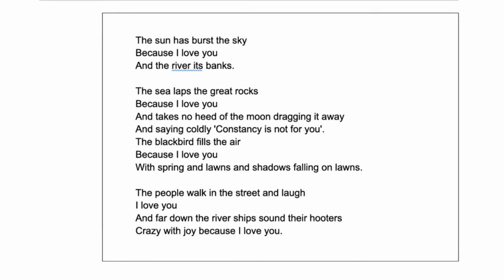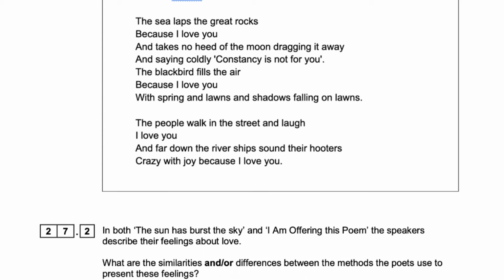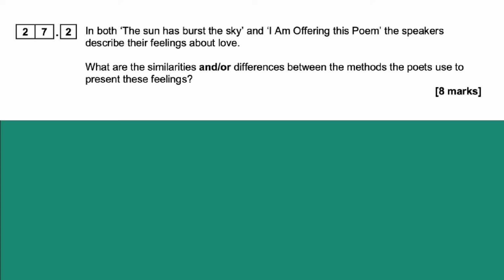You are given a second poem, in this case, The Sun Has Burst the Sky, by Jenny Joseph. Before reading it, again, read the question carefully and make sure you highlight the target language of the question. Here we have, in both The Sun Has Burst the Sky and I Am Offering This Poem, the speakers describe their feelings about love. What are the similarities and or differences between the methods the poet uses to present these feelings? The statement identifies the focus of the question as feelings about love, and the question asks you to explore the similarities and or differences between the methods which present these feelings.